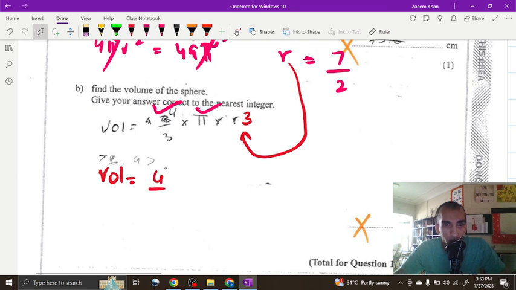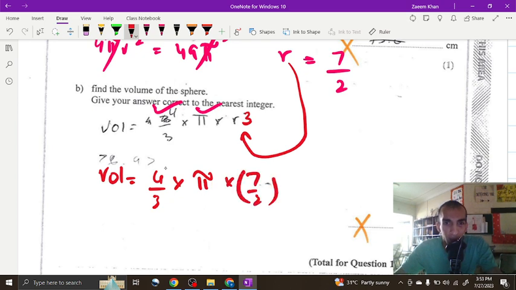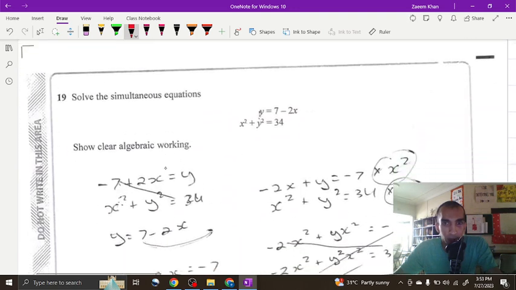Volume is equal to 4 divided by 3 into pi. What is the value of r? Oh, 7 over 2, whole cube. We just need to multiply this.